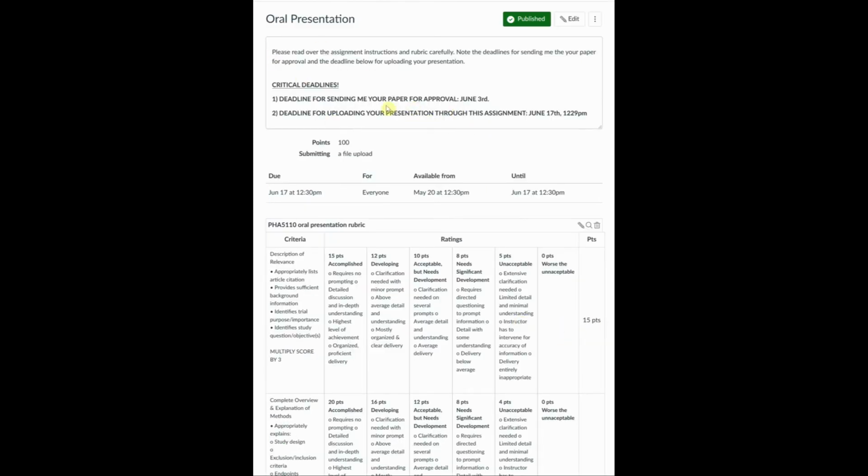There's the rubric. Here we go. So, critical deadlines. Deadline for sending me your paper for approval, because I must approve it. I've found year after year students still send me a review paper, or sometimes an original research paper that I might say is difficult to present on, or some student has already given me that article, and you can't have two people present on the same article.